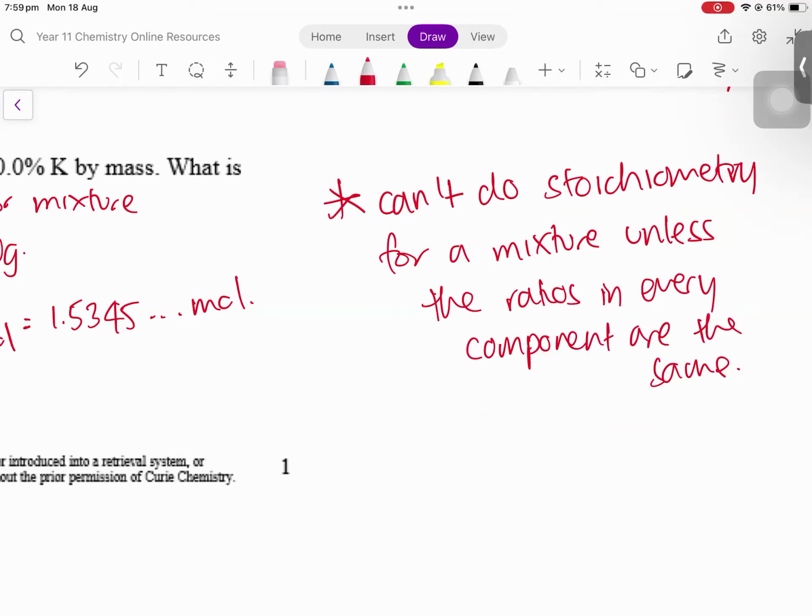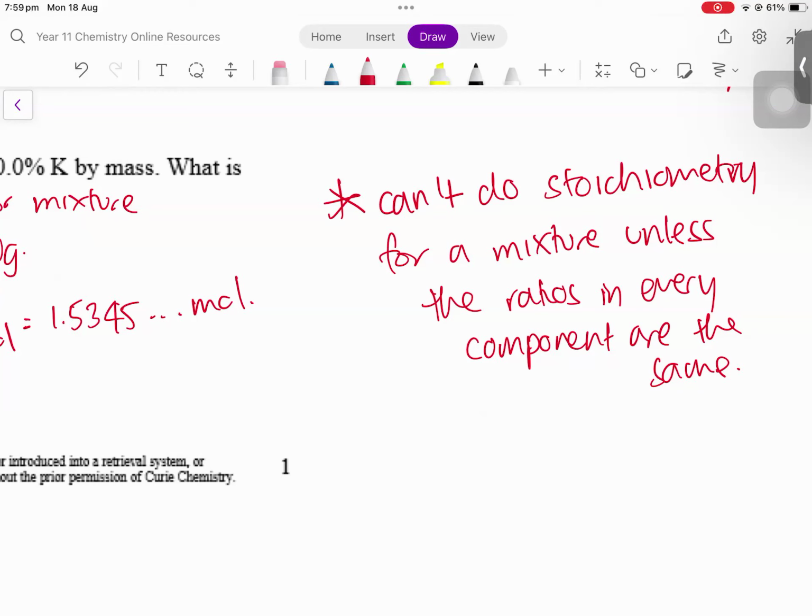So because it's 2 to 1 for the first component, 2 to 1 for the second component, 2 to 1 for the third component, it's always going to be 2 to 1 for the entire mixture. That's not true for the oxygen. So what that means is when you mix all of the different ratios for oxygen together, you're going to get an unknown ratio of oxygen to everything else when you mix it all up.